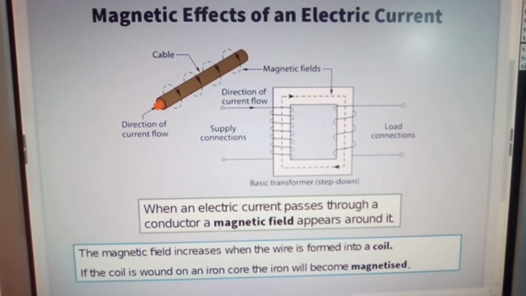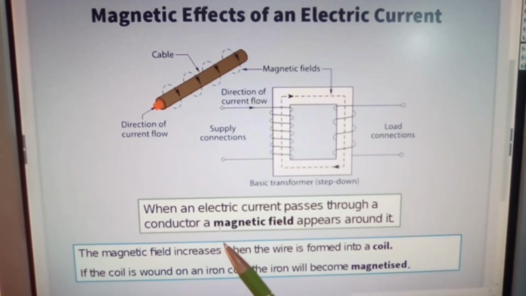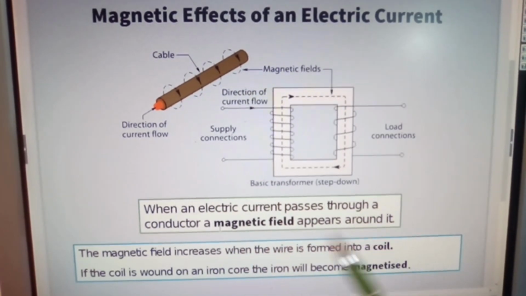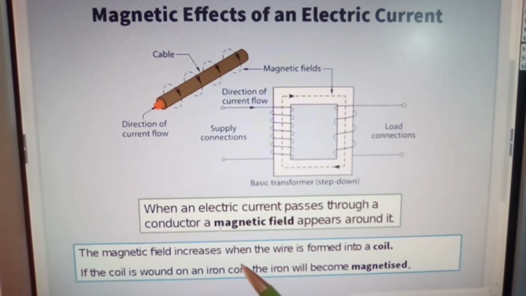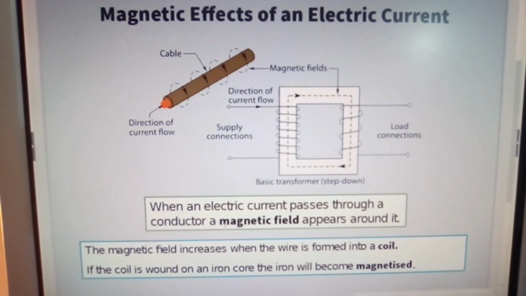When an electric current passes through a conductor, a magnetic field appears around it. The magnetic field increases when the wire is formed into a coil. If the coil is wound on an iron core, the iron will become magnetized.